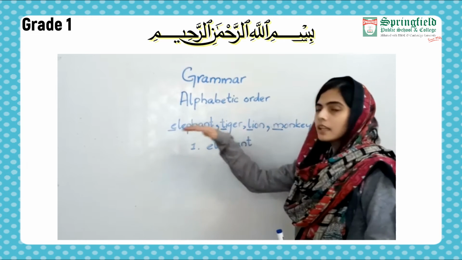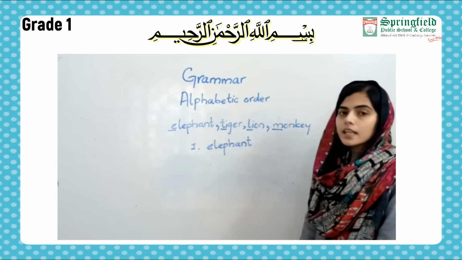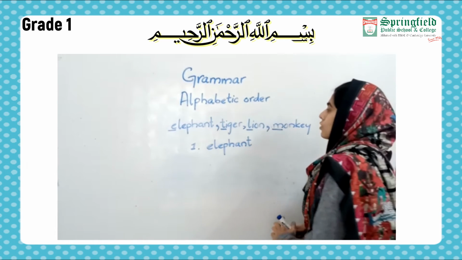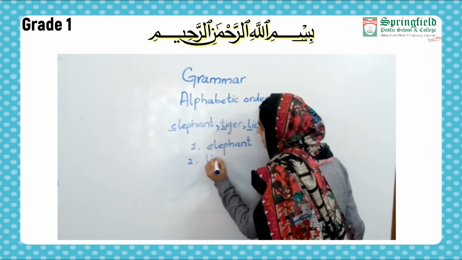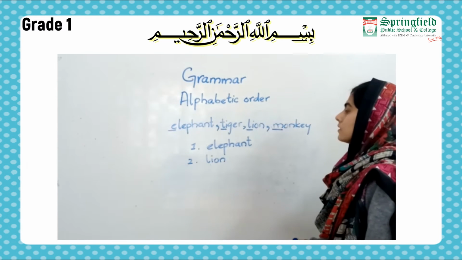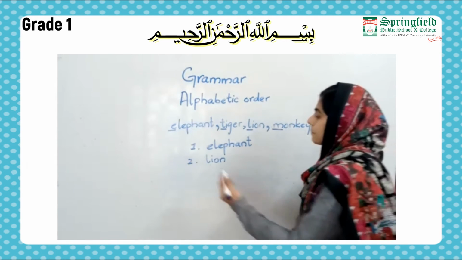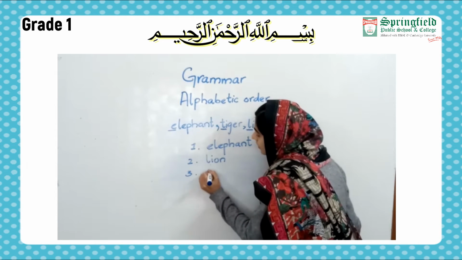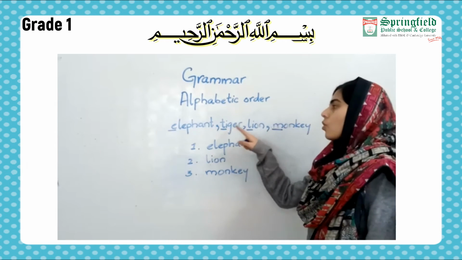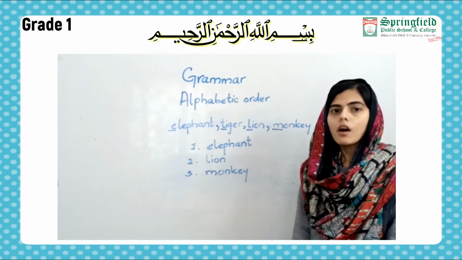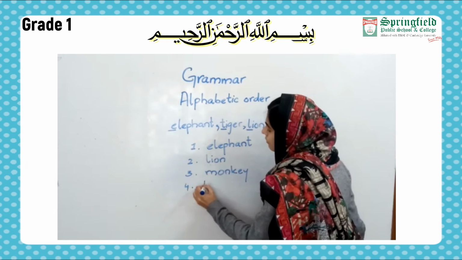Next, E, F, G, H, I, J, K, L. So our word lion is starting with L, so it will be in second place. L, M, monkey. N, O, P, Q, R, S, T. So tiger will be our last word.